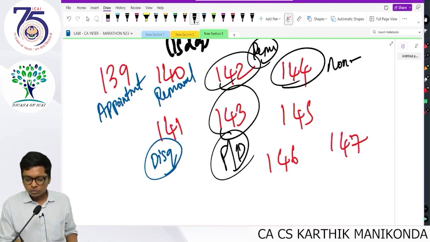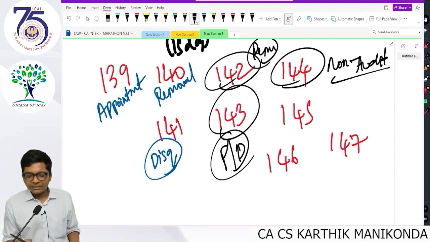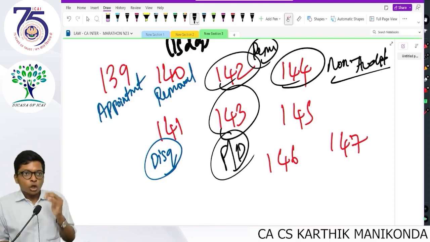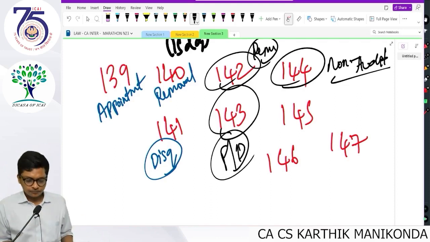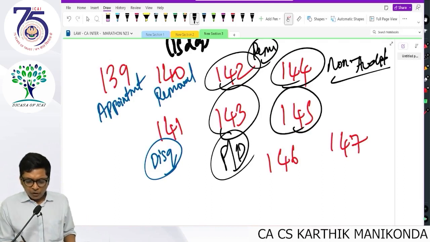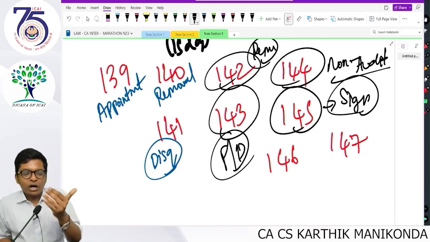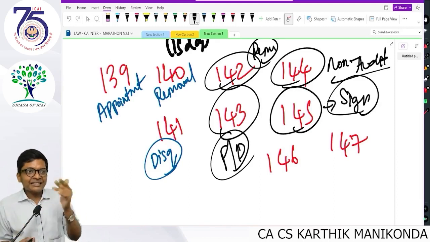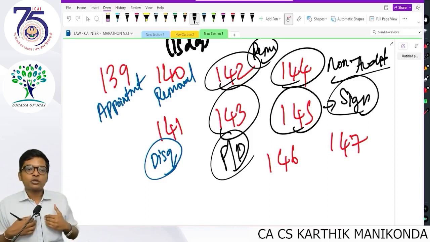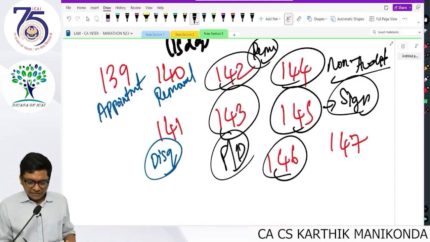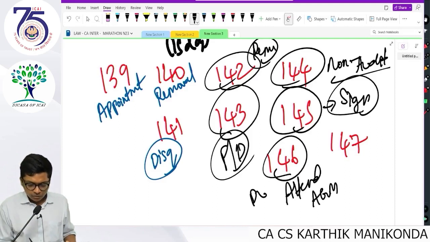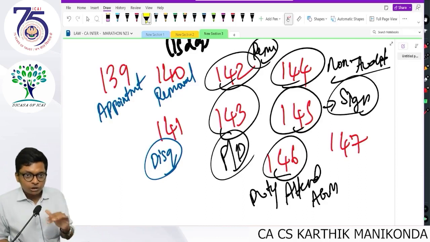144, non-audit services, what the auditor should not do. 145, I can finish now itself. Every auditor has the right to sign the audit report. I can sign. Can I send an article for signing? I should only sign. 146 talks about it is not a right, the auditor has to attend.